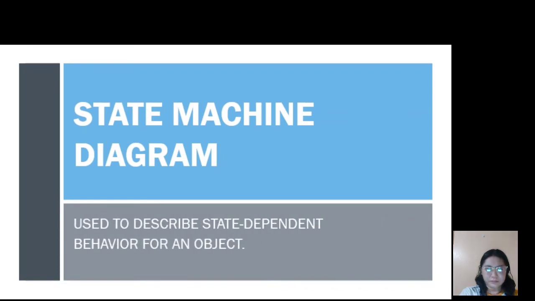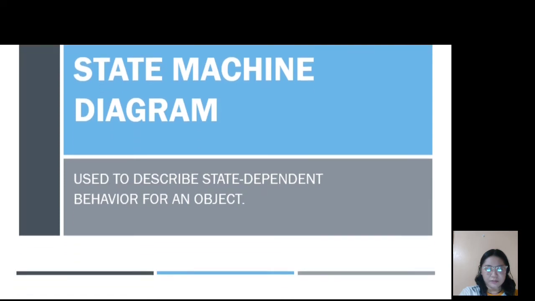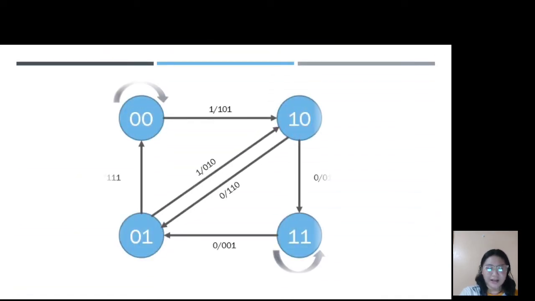A state machine diagram is used to describe state-dependent behavior for an object. Based off the chart in the last slide, here we have the state diagram. For 0,0 to 0,0, it will be 0 over 0,0,0. And for 0,0 to 1,0, it will be 1 over 1,0,1.